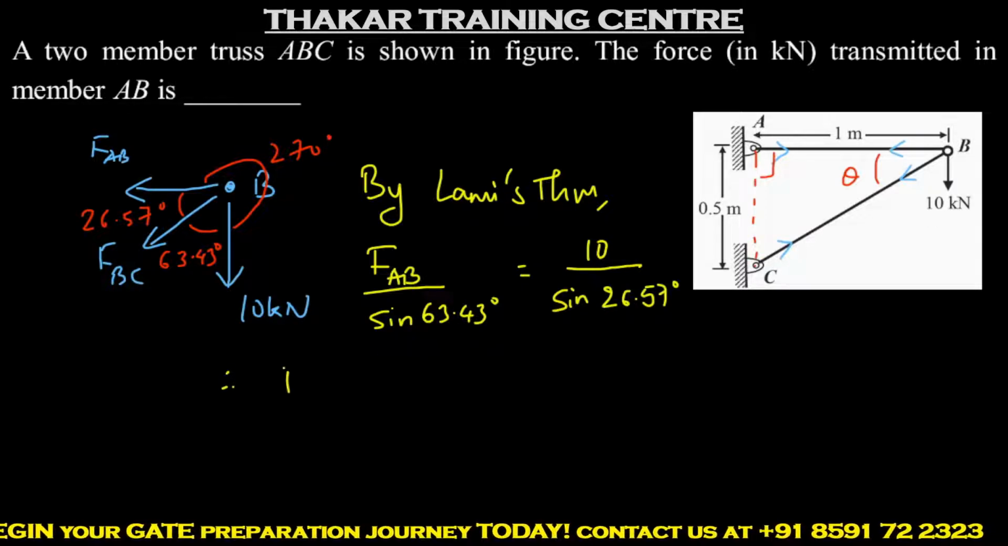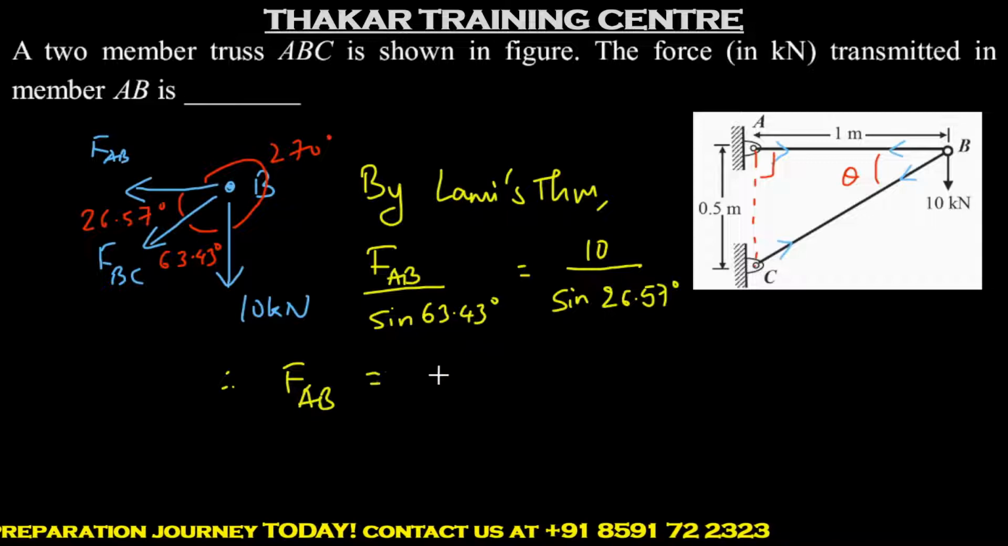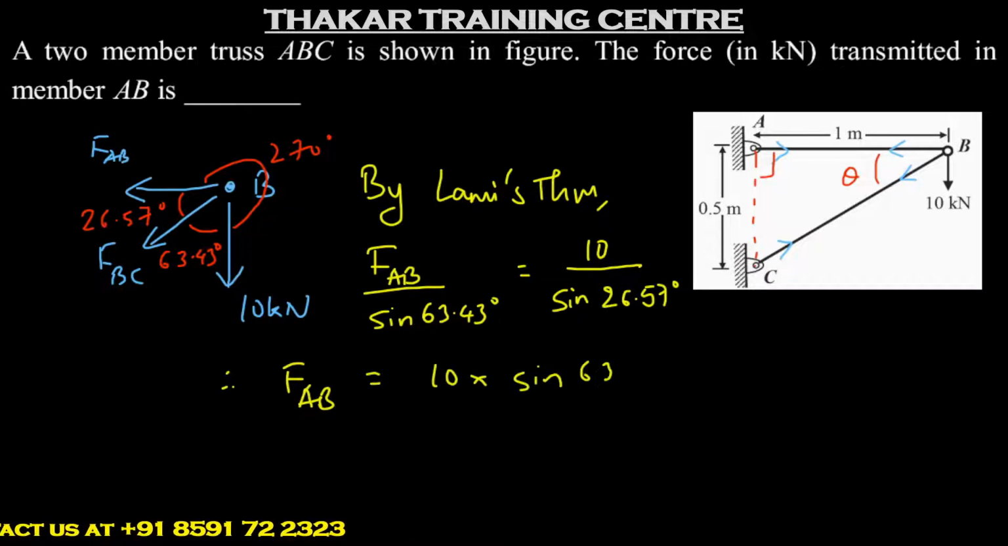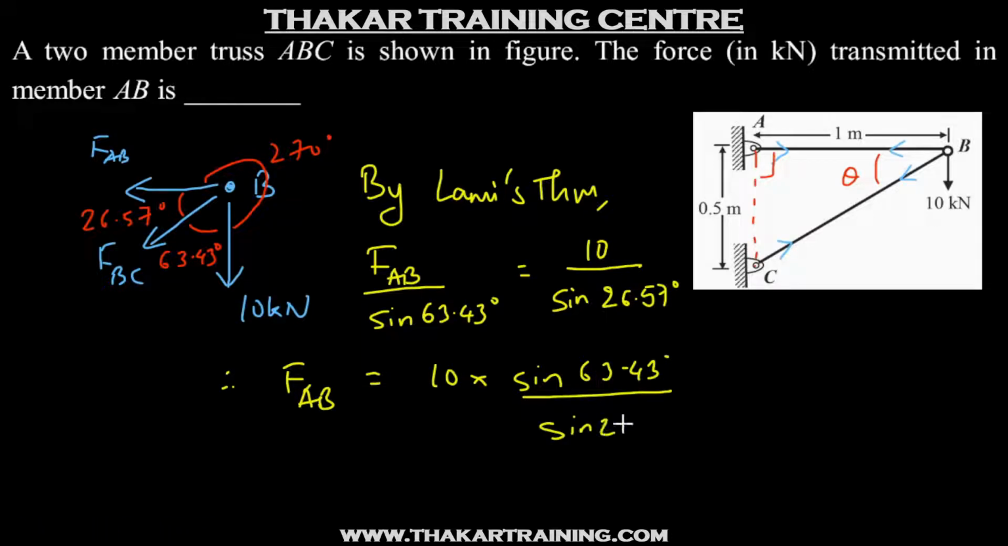So we have FAB equal to 10 into sine of 63.43 upon sine of 26.57 degrees. On calculation, this turns out to be 20 kilonewton. So we get the answer as 20 kilonewton.